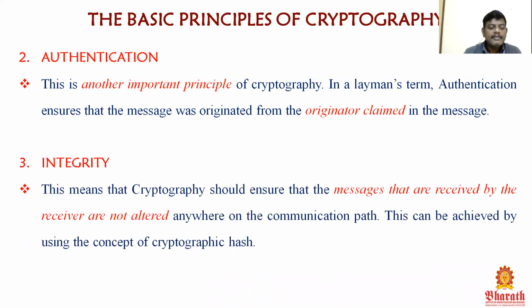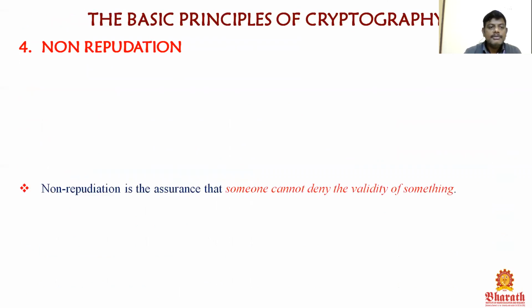Third one, integrity. Integrity means the cryptography should ensure the message received by the receiver is not altered anywhere. So that is the concept of integrity. Integrity ensures in cryptography that your received message is never altered anywhere between sender and receiver on the communication path. This can be achieved by using the concept of cryptographic hash. Okay, we'll see in the next slides. We'll discuss hash.